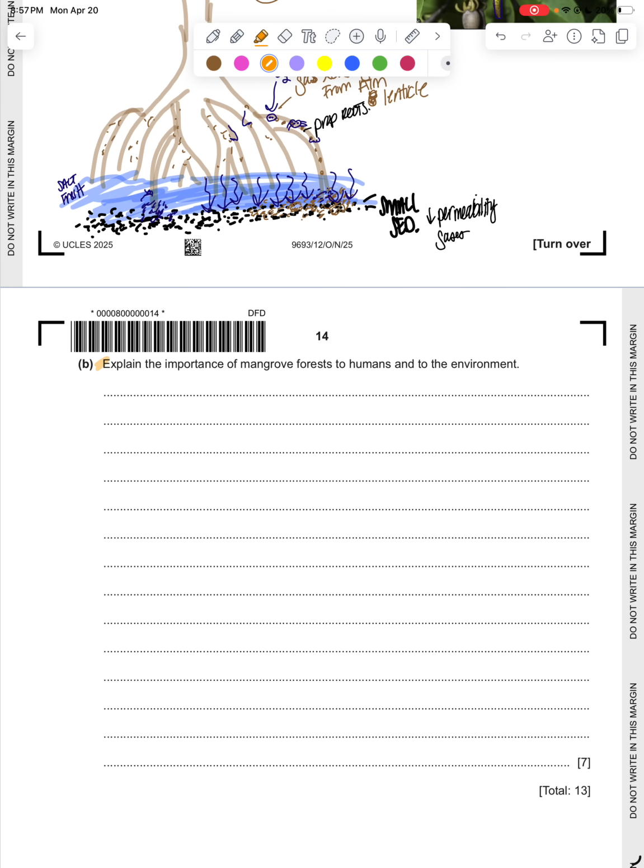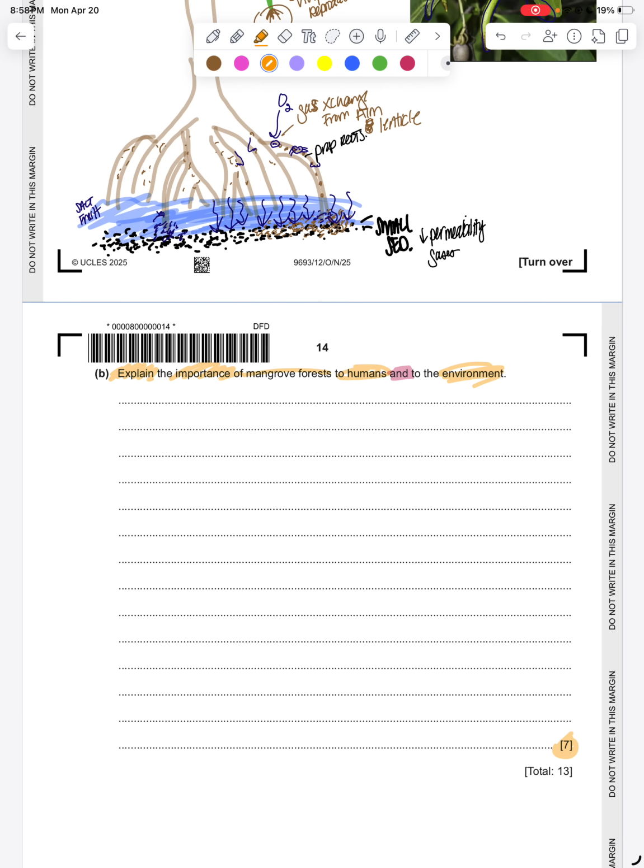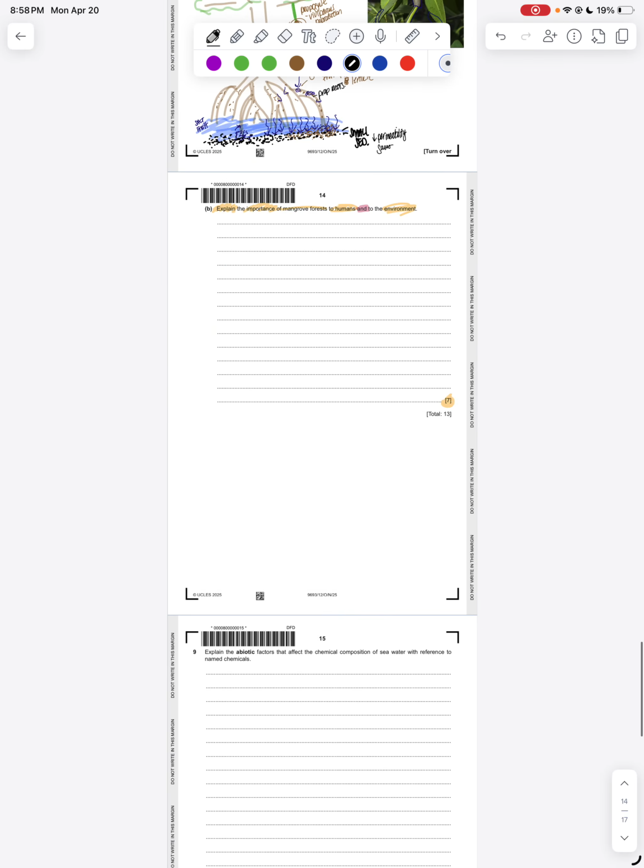All right. Explain the importance of mangrove forest to humans and to the environment. So this kind of opens it up. 7 marks. We can talk about humans. We can talk about the environment. Okay. Instead of just having to think about what's important about mangroves, we're going to think about a couple of things.